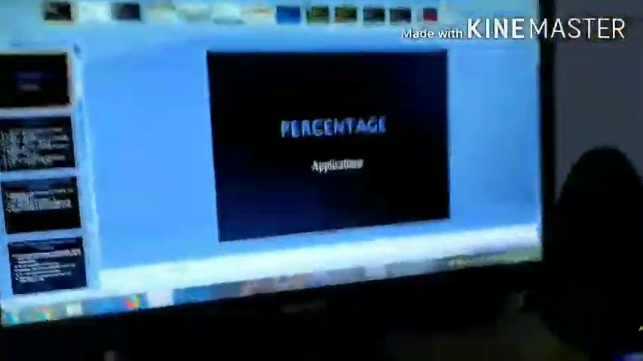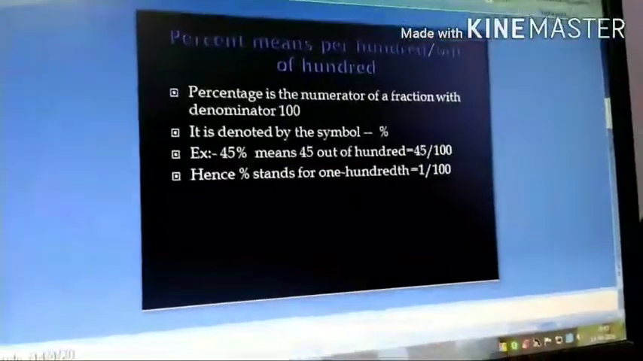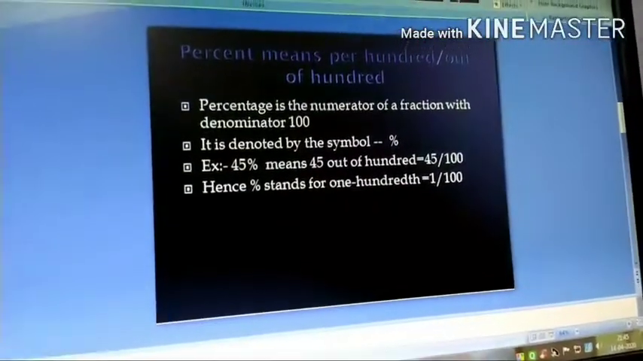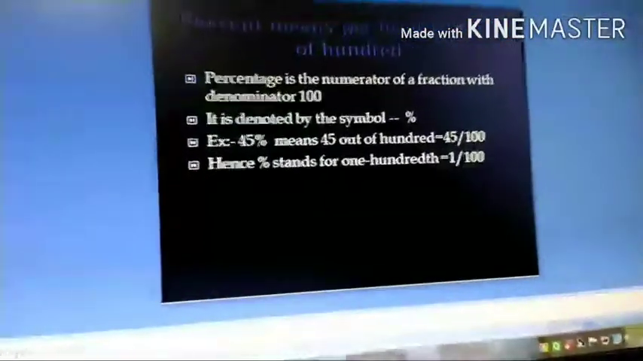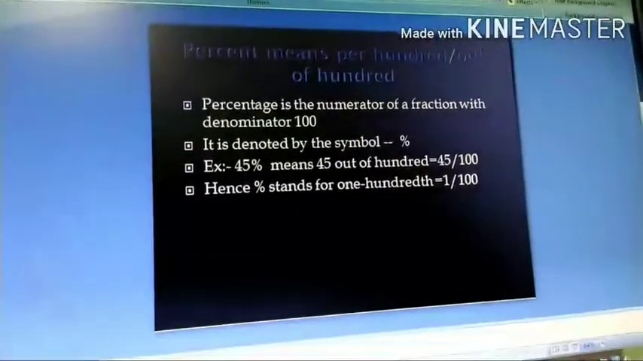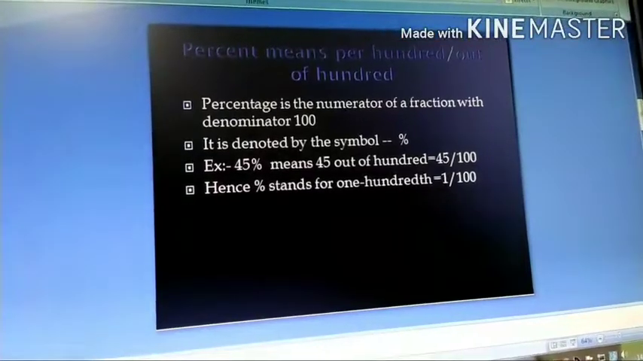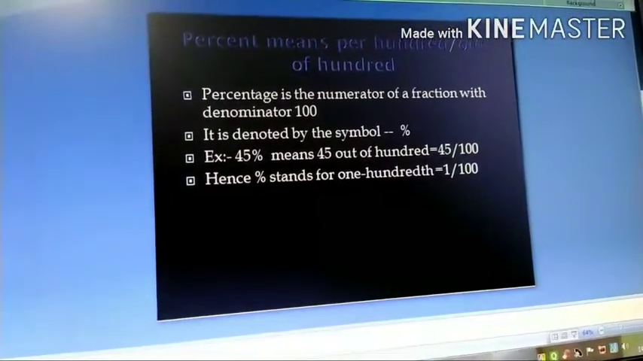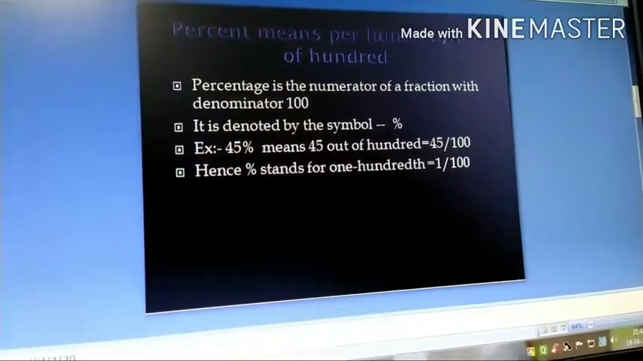Today, first we discuss the percentage meaning. What is percentage? Percentage or percent both are used synonymously. Percentage means as per 100 or out of 100. Percentage is the numerator of a fraction with denominator 100.